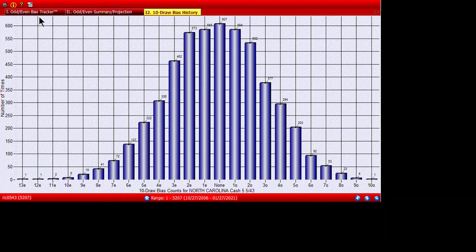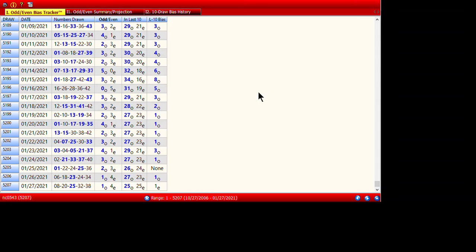So if you go back to the odd even bias tracker and click on it, all right. So then you had 5 evens here, and then you had finally 4 evens here and 4 evens over here.